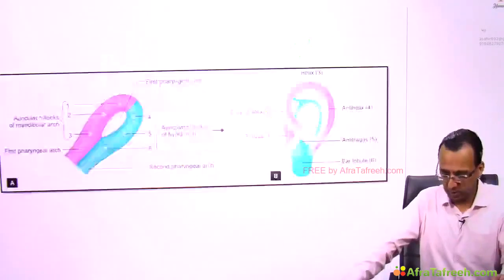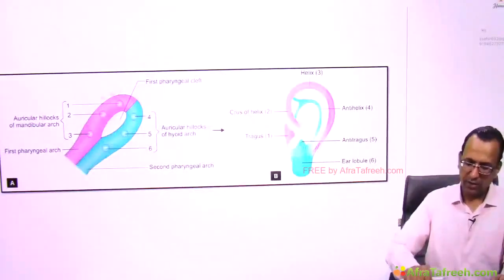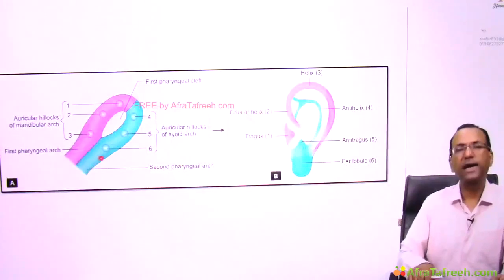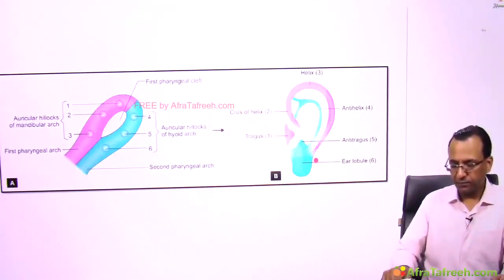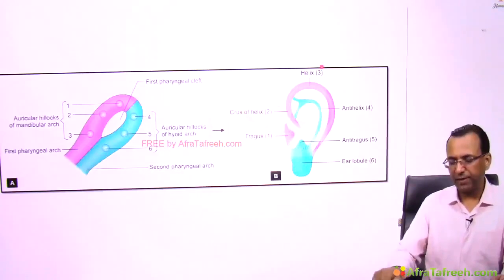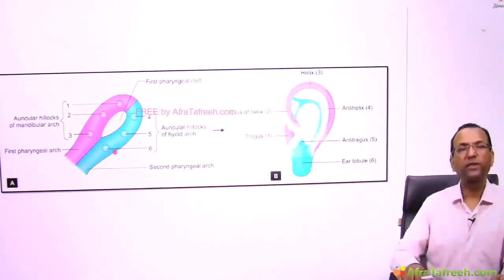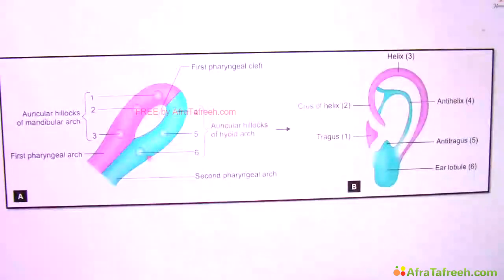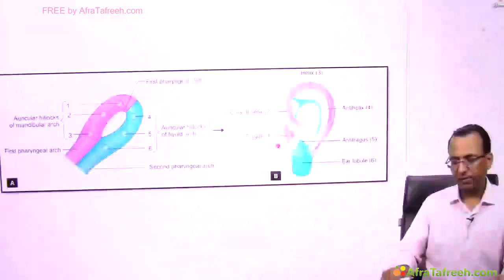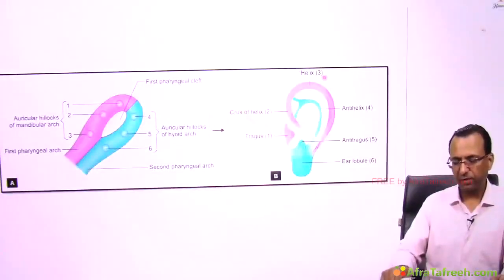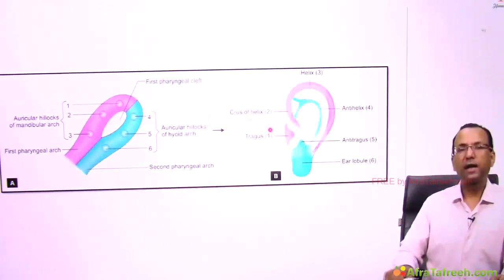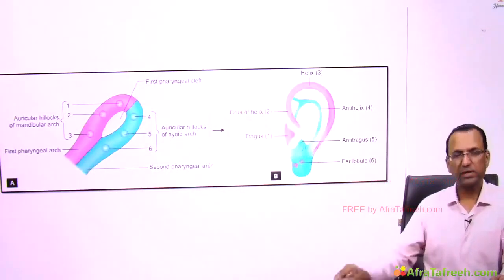This is the other diagram. There are 3 auricular hillocks from the first arch and 3 from the second arch. The tragus and the periphery are formed by the first arch. The second arch gives hillocks 4, 5, 6, forming the inner part of the auricle including the ear lobule. So the tragus and peripheral part are from the first arch, and the inner part and lobule are from the second arch. This is another concept.